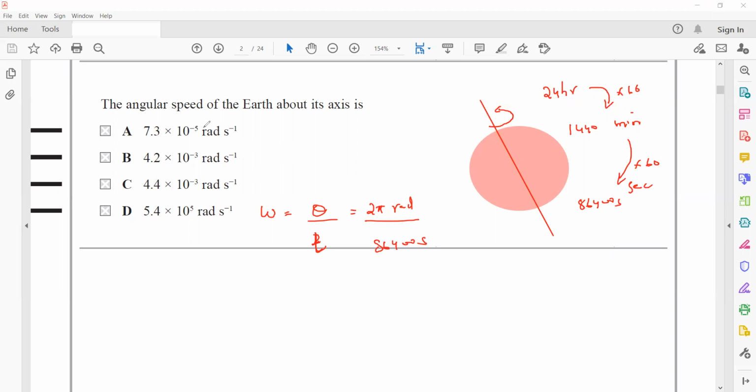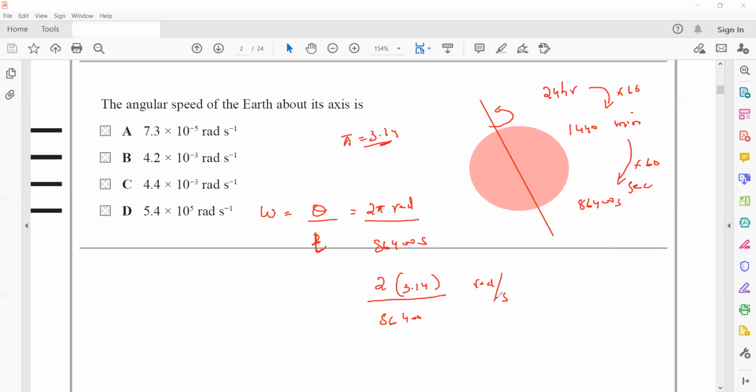And as you can see, the answer does not involve pi. So if the answer does not involve pi, then you have to substitute the value of pi. Because sometimes the answer involves pi, so you don't have to substitute the value. So it will be 2 into 3.14 divided by 86,400. That will give the answer in radian per second.